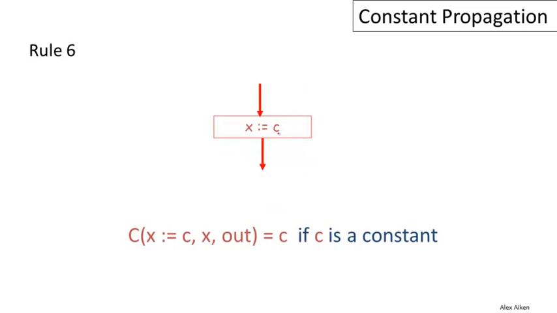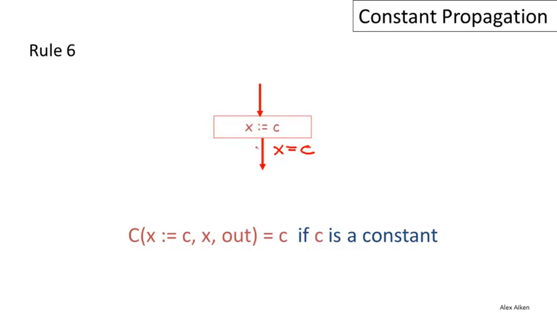Another possibility is that we're assigning x the constant c in a statement. In that case, the out of the statement is going to be equal to c. So it doesn't matter what the state of x was before the statement. After we execute the statement, x will be the constant c.